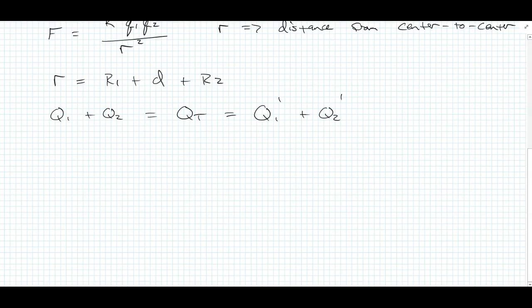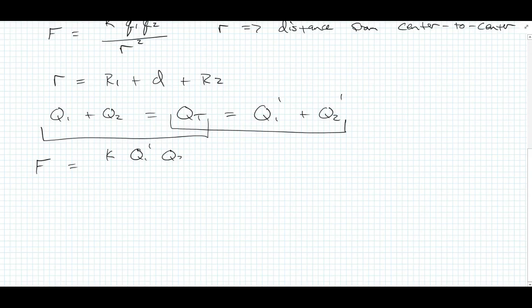But we know that the sum of Q1 prime and Q2 prime is going to have to be equal to the total charge, just as the sum of Q1 and Q2 was equal to the total charge. So we know that this is true, and we know that this is true. And this Q1 prime and Q2 prime are the charges that we would use in our Coulomb's law. So the force then is going to be K Q1 prime Q2 prime over the distance between the centers squared, which would be R1 plus D plus R2, quantity squared. So now we've got to figure out what Q1 prime and Q2 prime are.